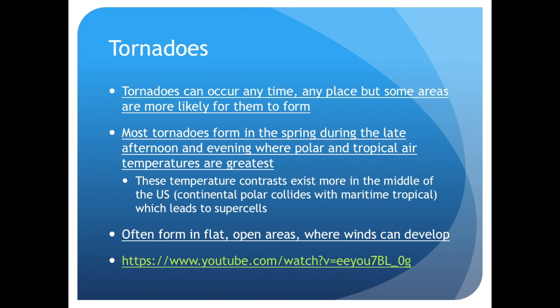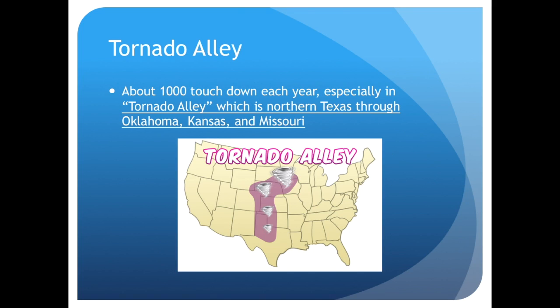So we have Tornado Alley, and about 1,000 tornadoes touch down every year in this stretch. And Tornado Alley, as you can see, starts up here in Iowa, goes through Nebraska, Kansas, Oklahoma, Texas. It picks up a little bit of Colorado and New Mexico.